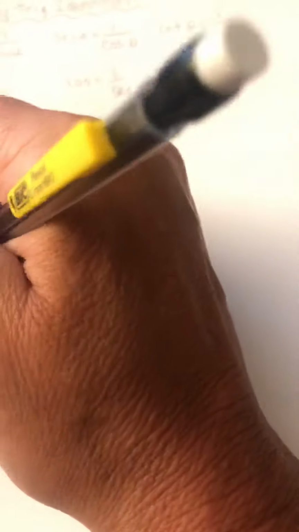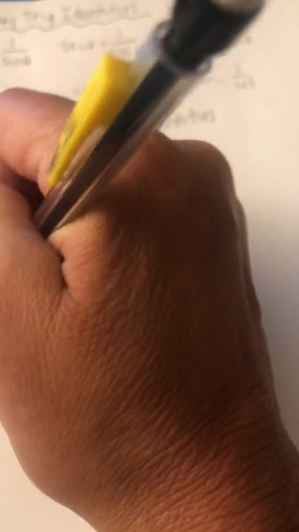Now, let's look at another set of identities called quotient identities. I can't spell. Identities. All right, you get the idea.